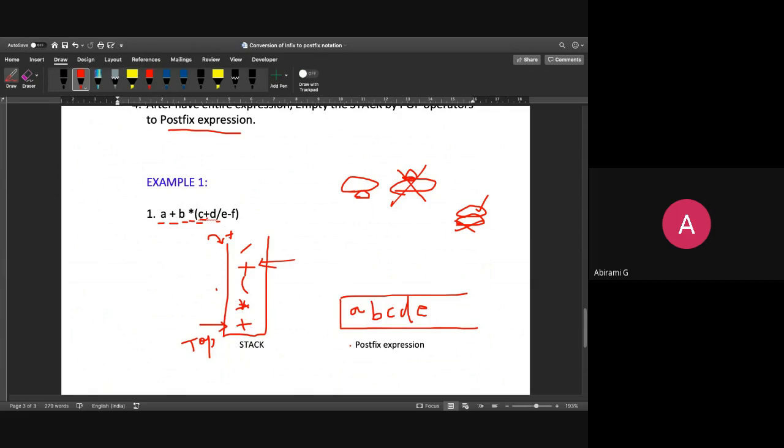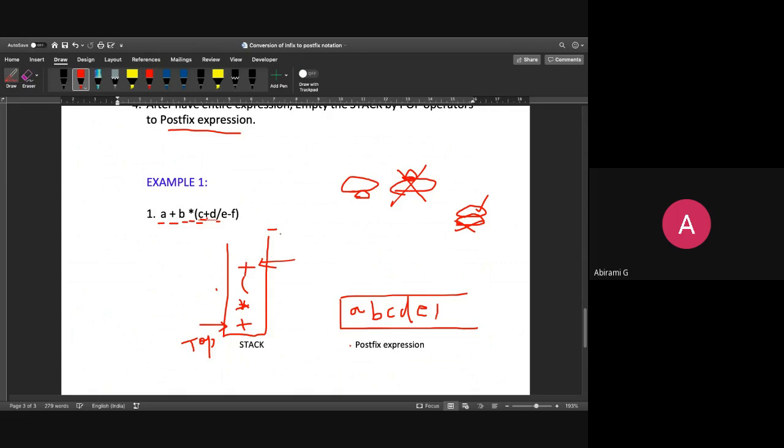Then the next operator is minus. Can we place minus over slash? No, because the top of the stack is slash. Slash has a higher precedence, which means the top of the stack has higher precedence. So we cannot place minus over slash. So what do we have to do? We have to pop out slash, then place minus here. So first I have to pop out, then place minus.